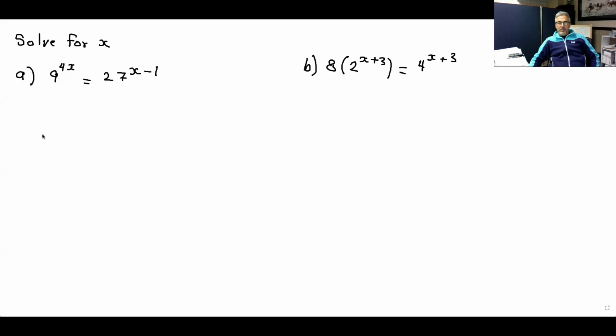Hi, today we'll continue with the exponentials and logarithms. So solving this right here, solving for x.